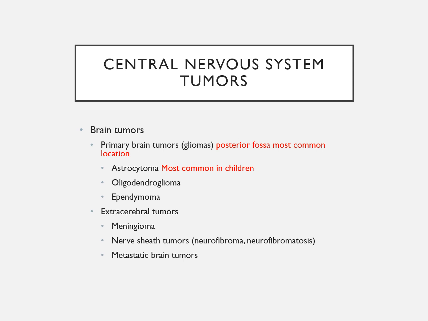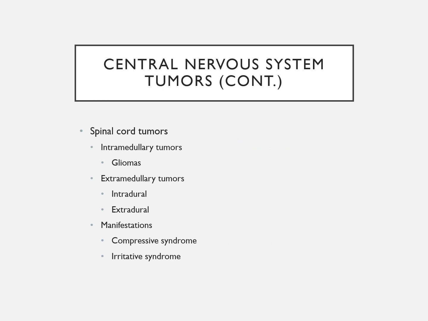Brain tumors. Primary brain tumors, gliomas. Posterior fossa is the most common location. Astrocytoma is the most common in children. Extracerebral tumors are here. Spinal cord tumors.